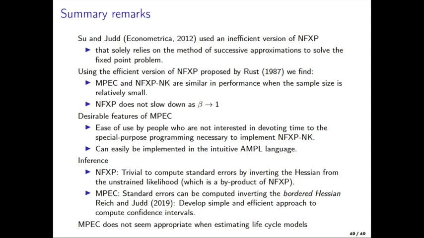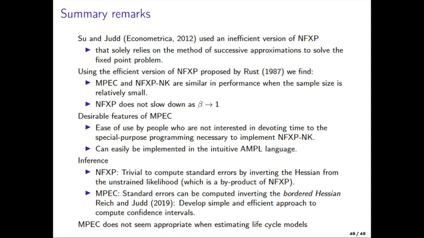They used an inefficient version of the NFXP when they made the comparison in the graph I showed to begin with. That solely relied on the method of successive approximation to solve the fixed point problem. Then, using an efficient version of NFXP, we find in our comment to that paper that MPEC and NFXP have similar performance when the sample size is relatively small, like this example they show with 6,000 buses, but then MPEC slows, and NFXP does not slow down as beta goes to 1.